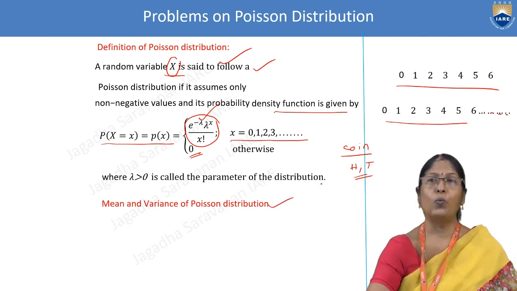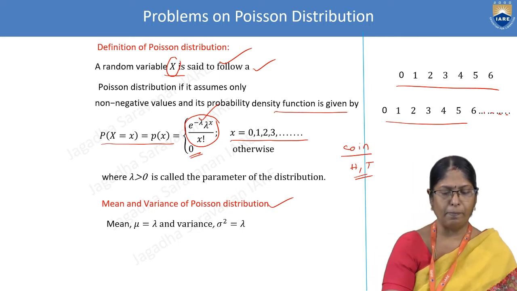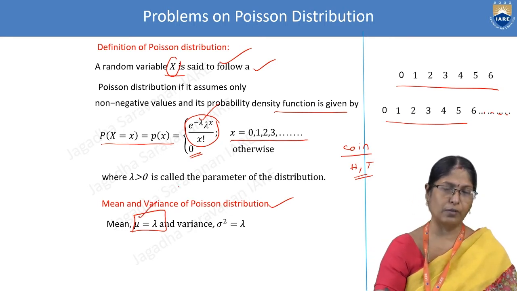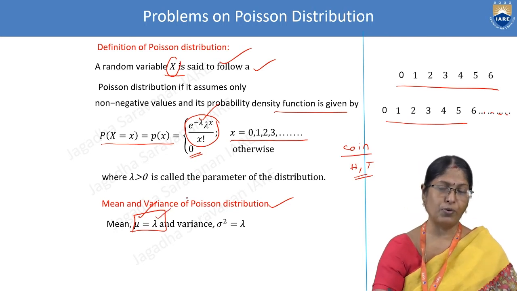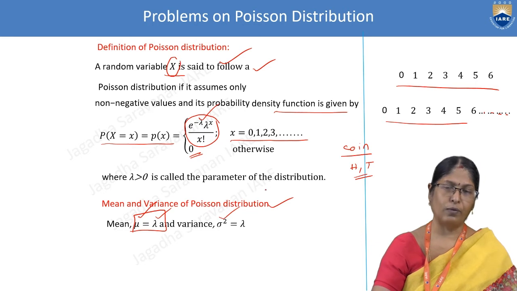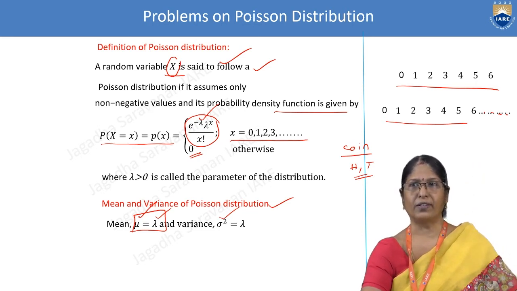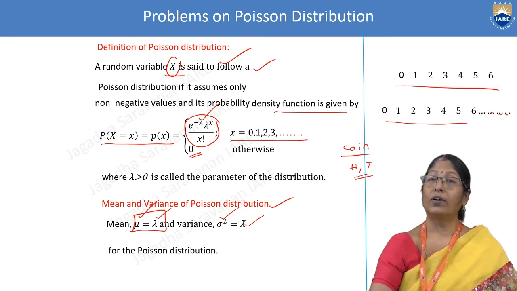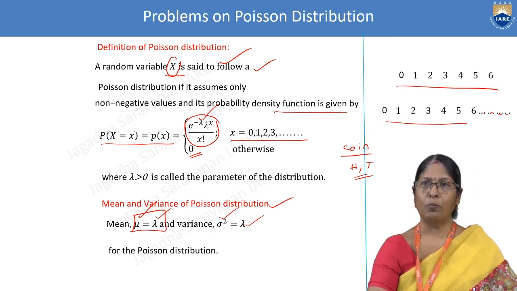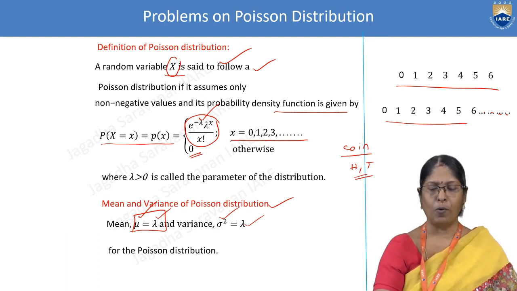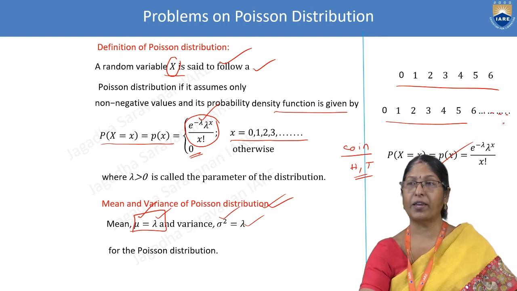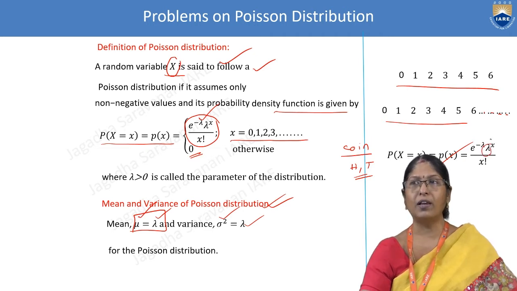Now, the mean and variance of the Poisson distribution. The mean of the Poisson distribution, the mean value mu, is lambda. Sigma square, the notation for variance, that is, the variance of the Poisson distribution, is also lambda. So lambda plays the role of both mean and variance of the Poisson distribution. Once again, the Poisson distribution formula is e power minus lambda into lambda power x by x factorial, and this lambda is a positive number.